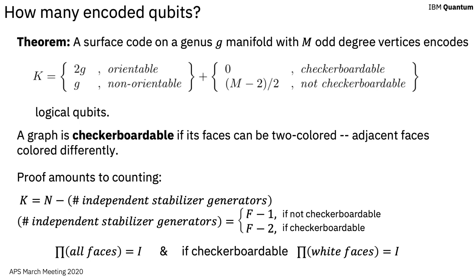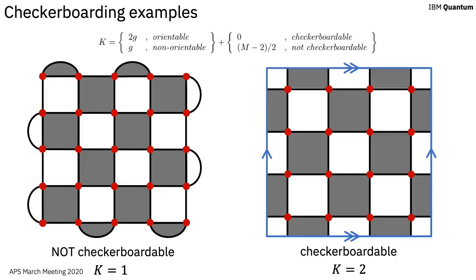Okay, so this reduces the number of independent generators as I've written here. And this is basically how the proof goes. You have to apply Euler's formula, and that's how you get the genus part. But I think you can get the idea. Okay, so let's see some examples of this formula in action.